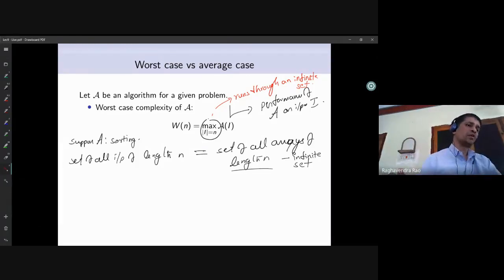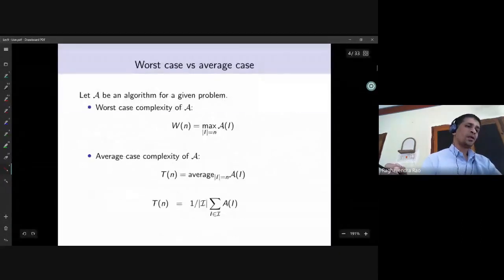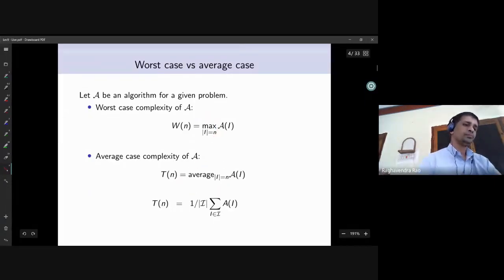But it creates trouble when we try to define average case analysis or average case complexity. Okay, so let's try to define average case complexity. Intuitively, average case essentially means we replace this max by average. The average case complexity of the algorithm A, T of n, is the average taken over all inputs of length n of the performance of A on that particular input. Equivalently, T of n should be 1 by the size of I, summation over the actual input, of the performance of the algorithm on that input.